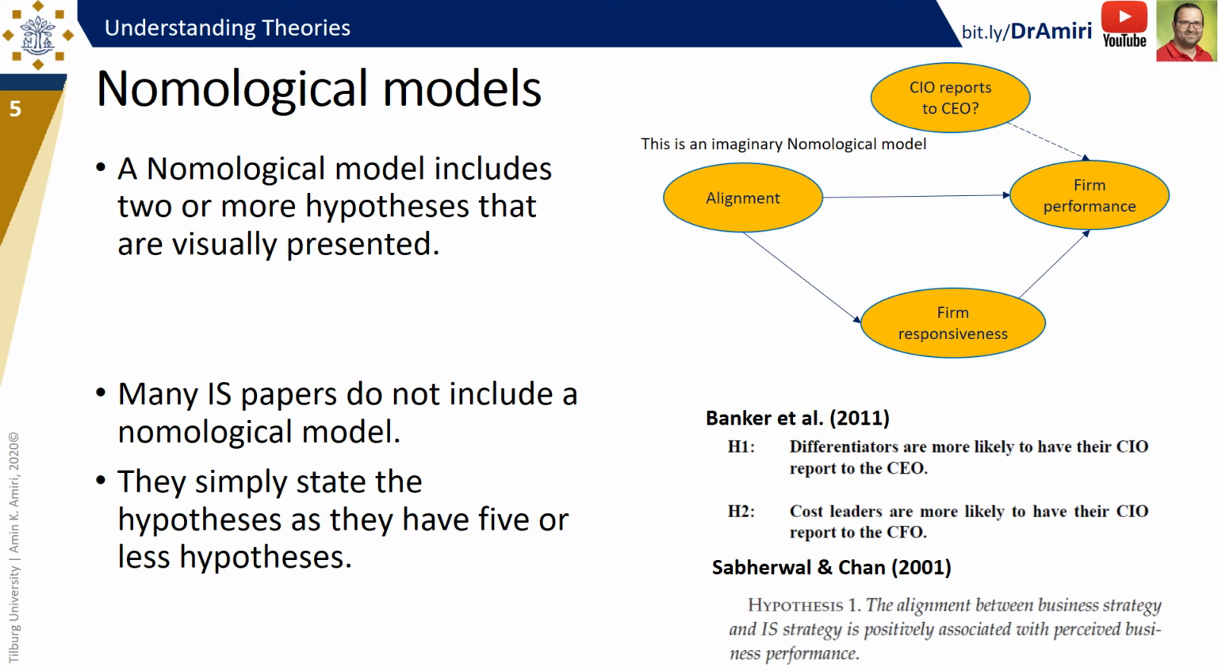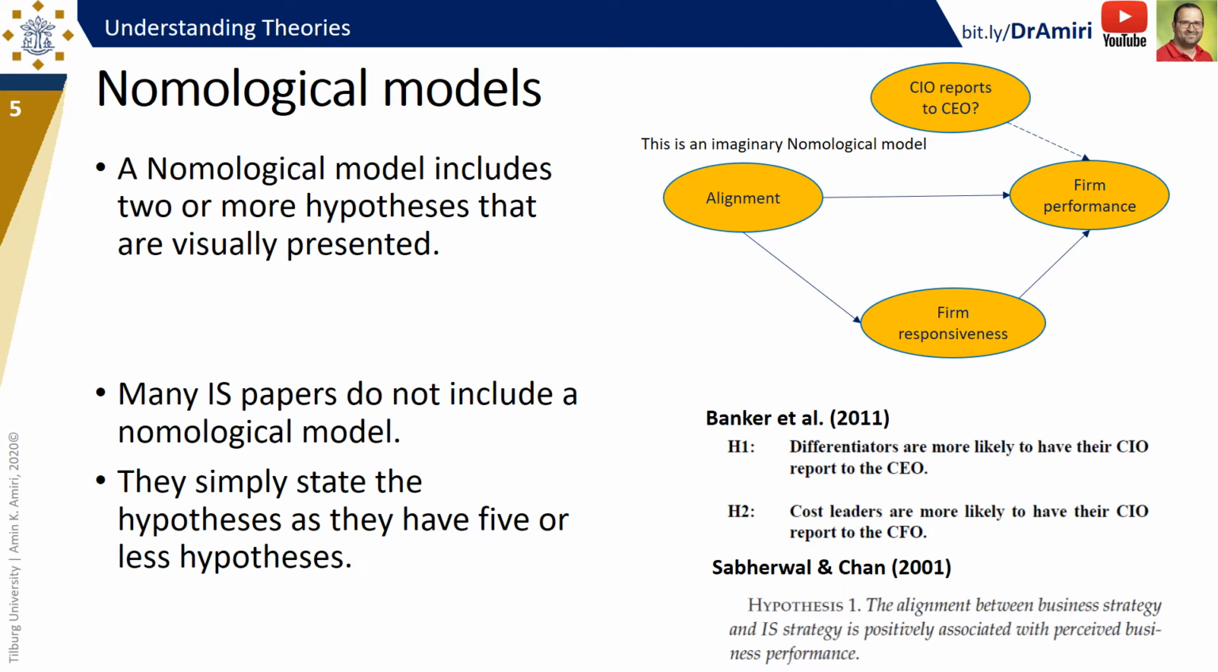Sometimes researchers combine several hypotheses and have a bigger theory. They usually use nomological models to represent that theory visually. As you can see here, on the right side, we have four constructs in this theory and four relationships. So it's quicker to understand what the theory is if a nomological model is used. However, many information system papers do not include a nomological model.